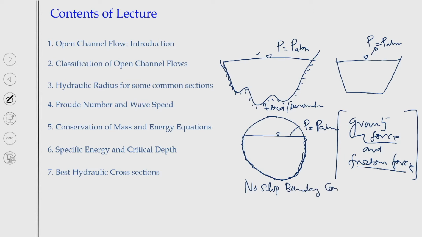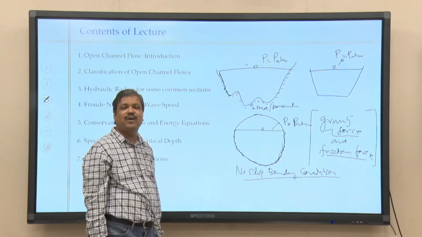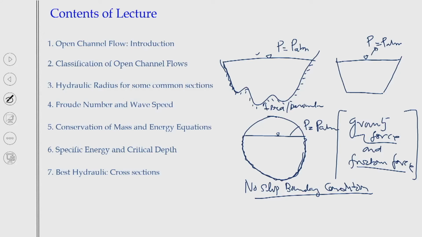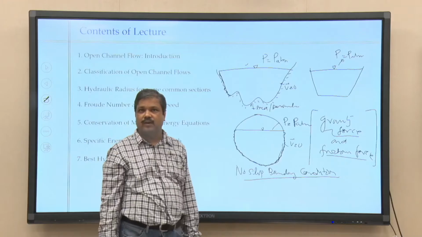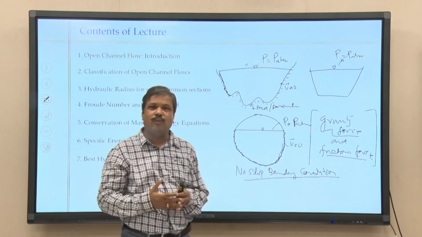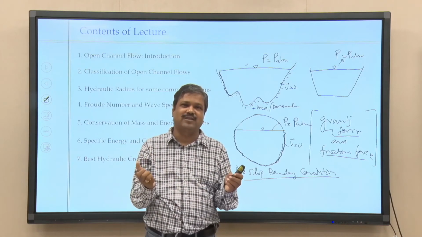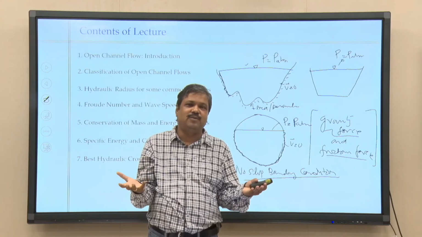Okay. That is what we discussed in the very first class, the no slip boundary condition. The no slip boundary condition imposes that the velocity near the boundary will be 0. Because the boundary is fixed at its location, the velocity near the boundary becomes 0.